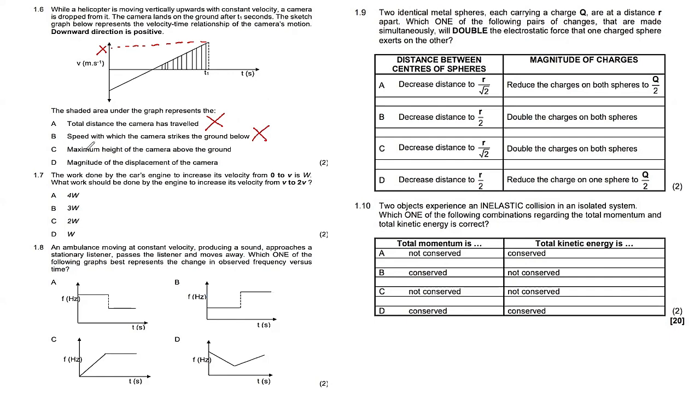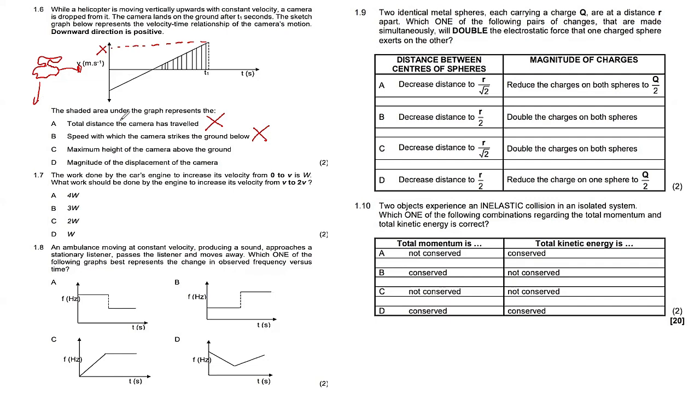Then C, does it represent the maximum height of the camera above the ground? Or D, does it represent the magnitude of the displacement of the camera? Now there's a battle between these two options. So we would have to actually show the trajectory of the camera as it is dropped from that helicopter. Because the helicopter is moving upward like this, if we drop a camera, we know that the camera does not just fall into the ground like that.